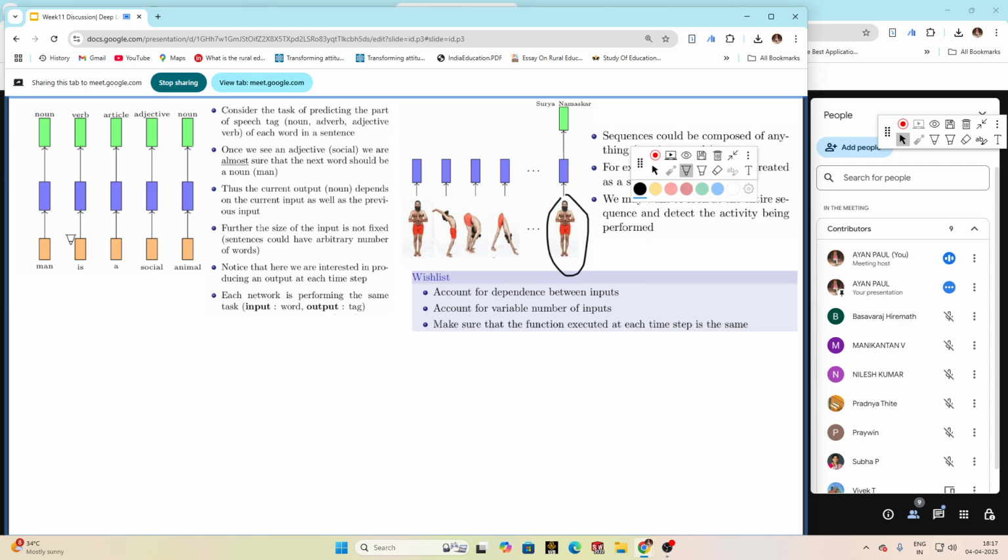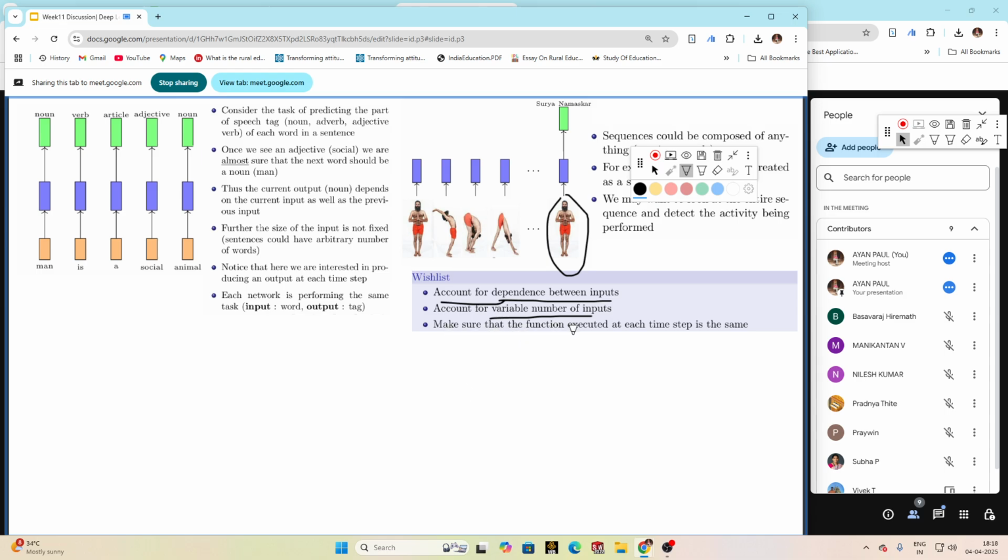Now, to make a neural network for this type of sequence learning problem, what is our wish list? First, account for the dependency between the inputs. I have told you the inputs are dependent on each other, so first we have to find out the dependency between the inputs. The second thing is to account for a variable number of inputs. Whenever we are doing the task of autocompletion, "deep" is a 4-letter word, but if the machine chooses a 6-letter word, the size will vary.